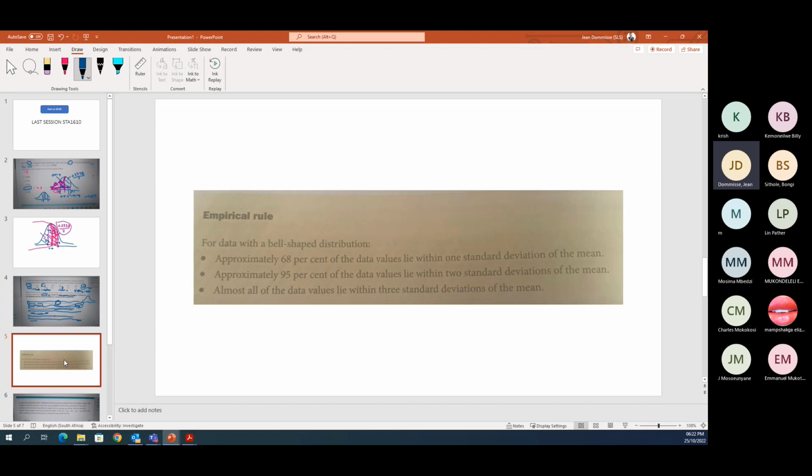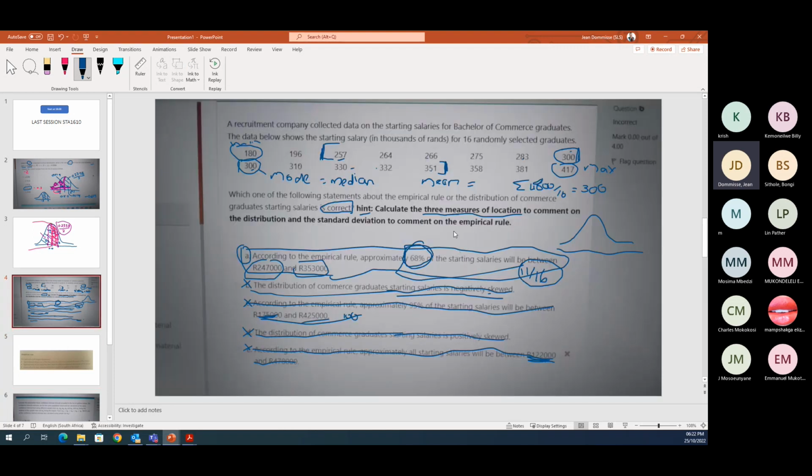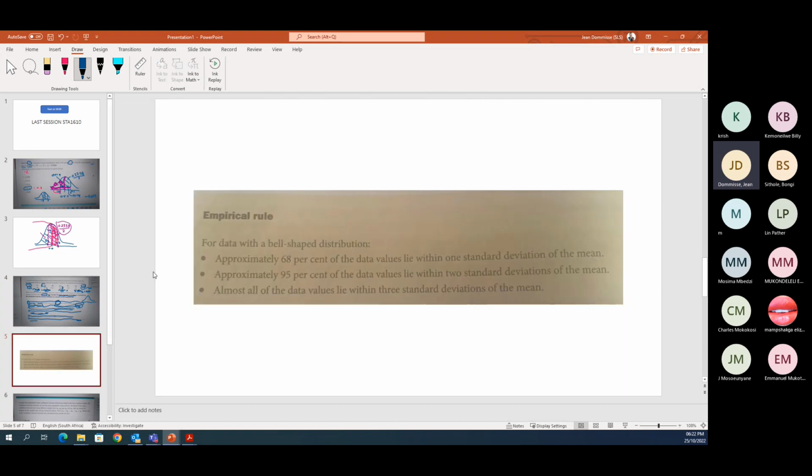So again, the rule is there, but it may be easier to do it this way around. If these measures were not the same, then basically the empirical rule falls away. So I think that is important.